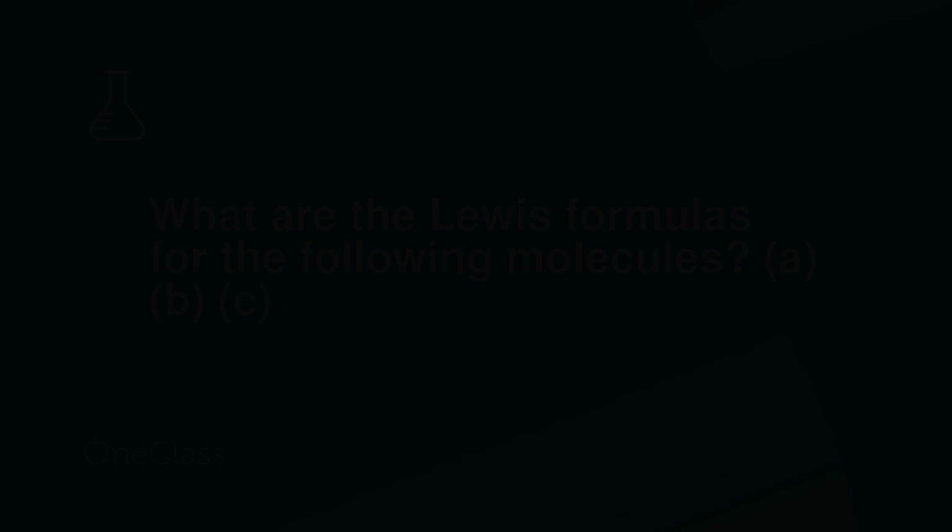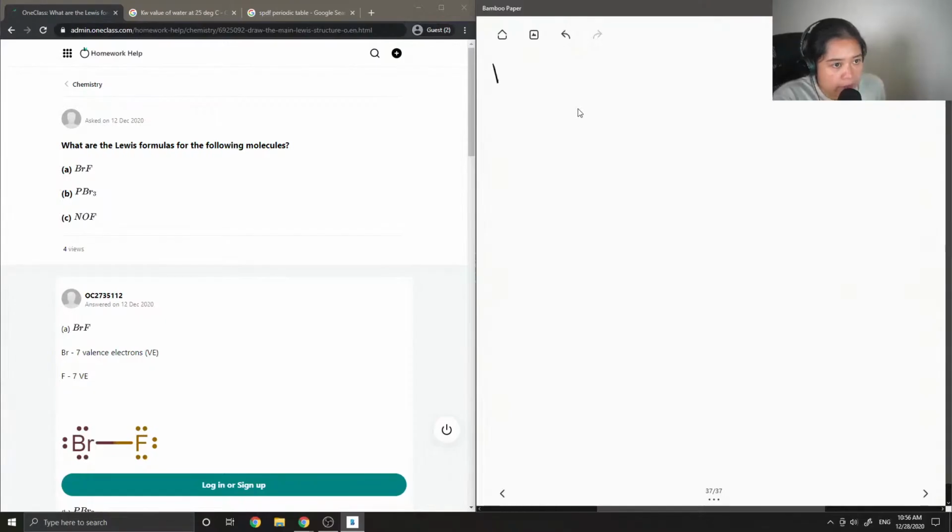Question 10. What are the Lewis formulas for the following molecules? So first we have a bromine attached with fluorine. If we were to calculate their total valence electrons, bromine has 7 and fluorine also has 7. So we have a total of 14 valence electrons.